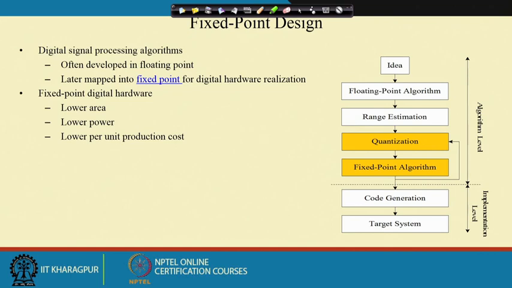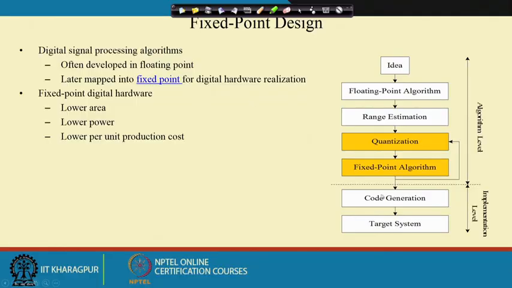After that, whenever we are in fixed point, suppose we have changed the algorithm from floating point to fixed point, then it is ready for code generation. Nowadays these EDA tools are so advanced that if you convert the algorithm into fixed point ready form, you can auto generate the corresponding HDL for that particular circuit or algorithm.